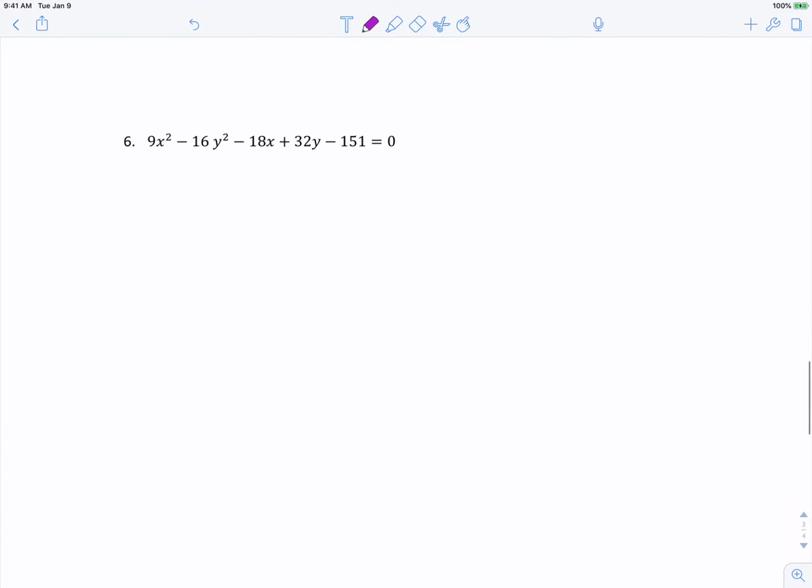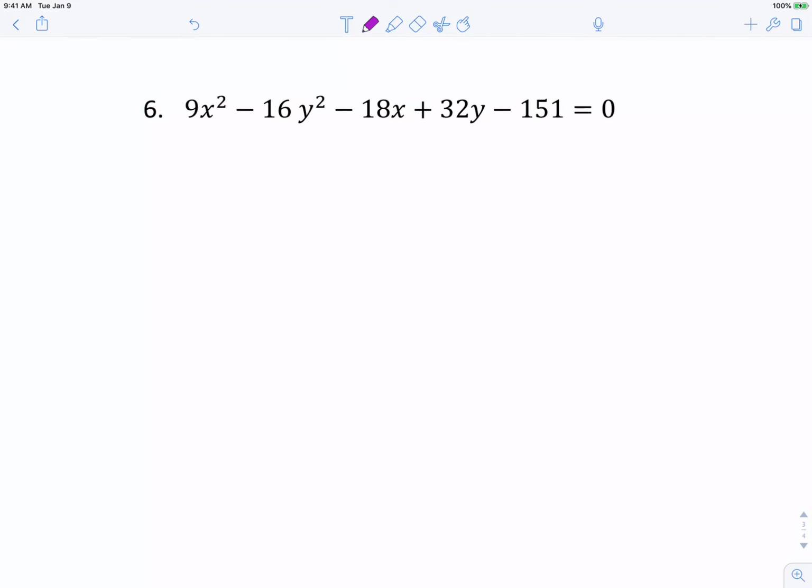All right, last one. We can tell this one is a hyperbola because the x squared and the y squared have different signs. So I'm going to complete the square like before. So minus 18x, and then leave some space. Minus 16y squared plus 32y, leave some space, equals 151.